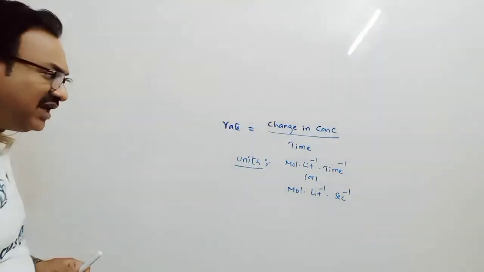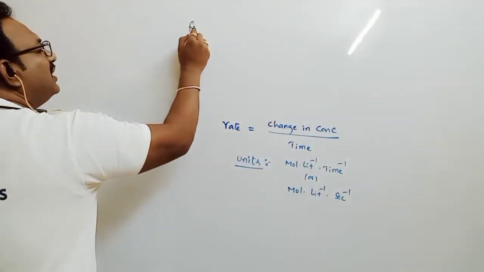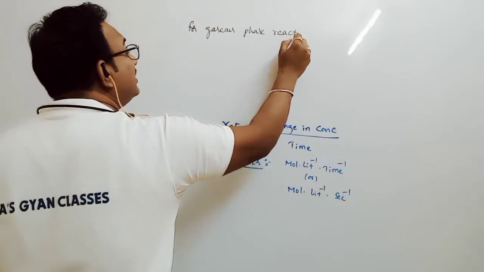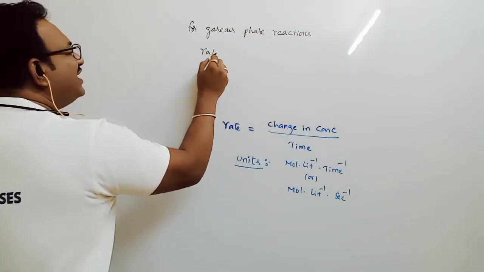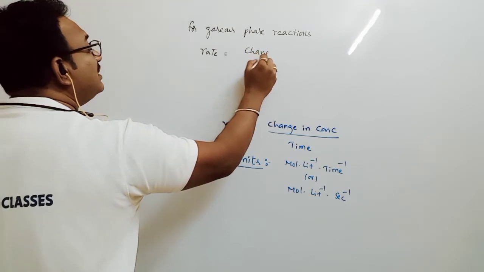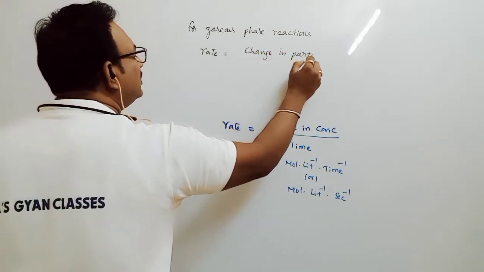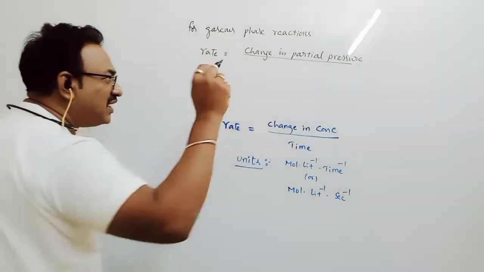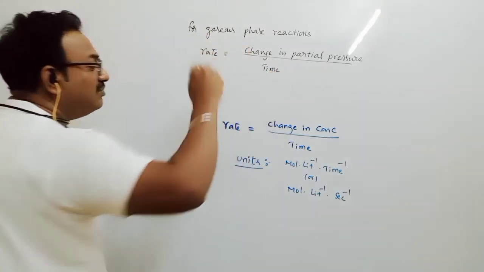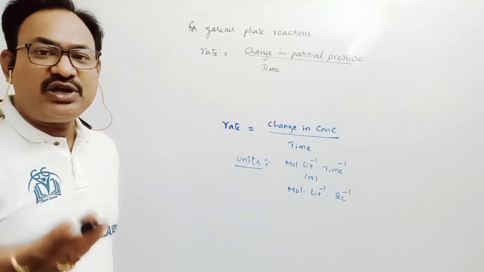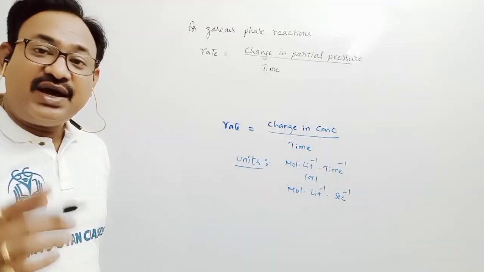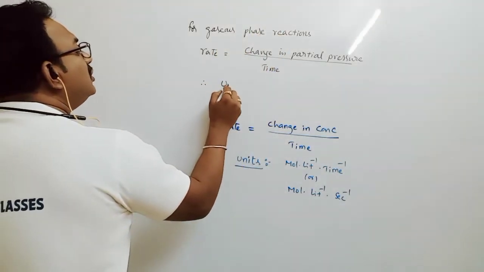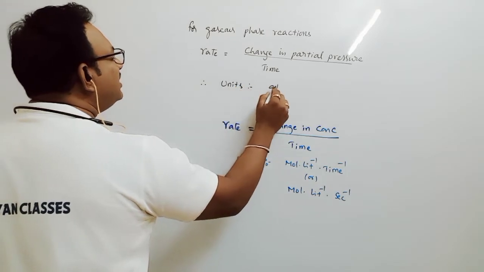For gaseous phase reactions, a rate can be written like this: change in partial pressure. For gaseous phase reactions, a rate can be defined as a change in partial pressure to the time. मतलब ratio of change in partial pressure to the time is considered to be a rate in case of gaseous reactions. Therefore, units if you consider, यहाँ पे क्या लेते हैं?